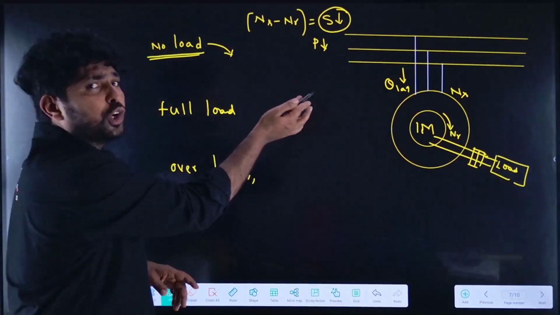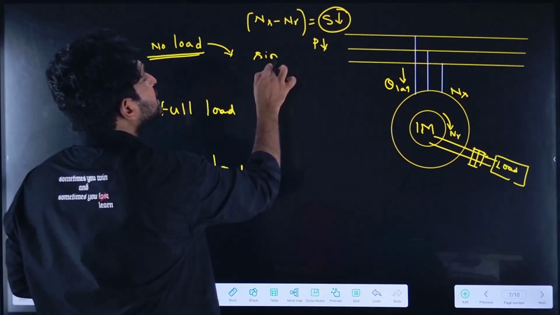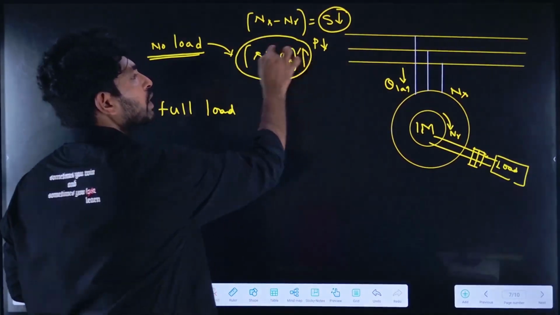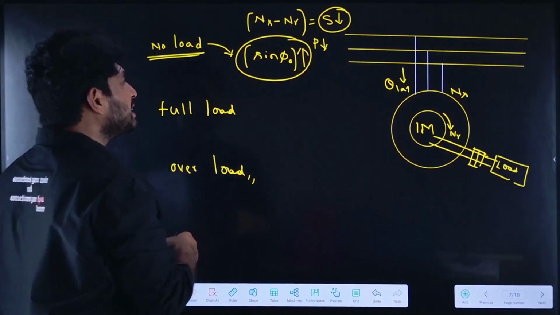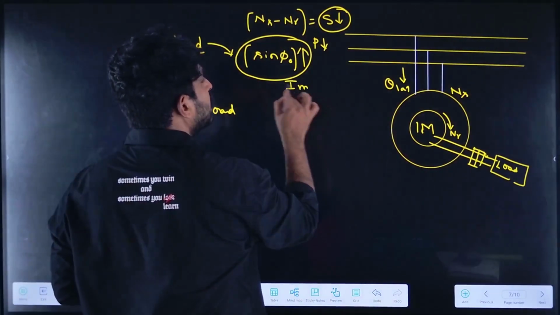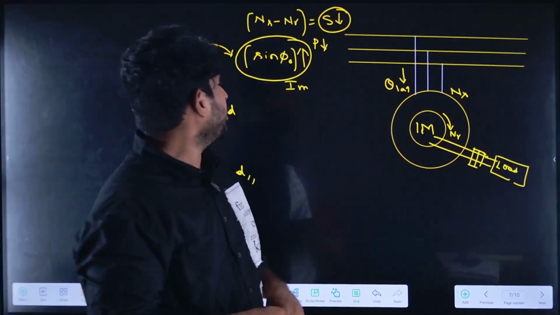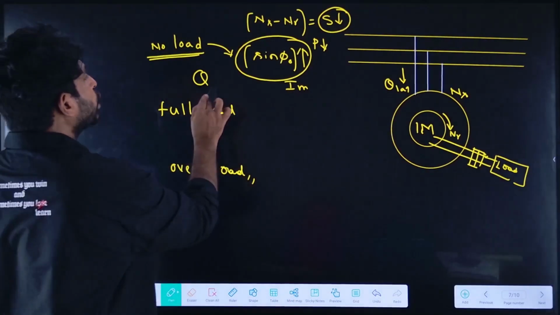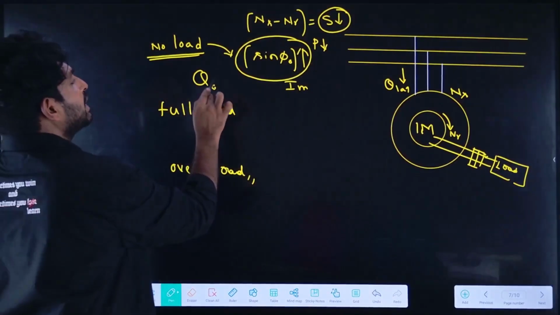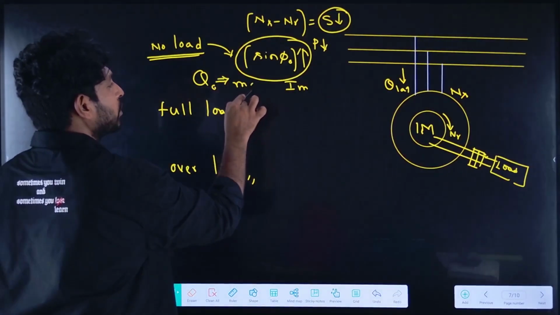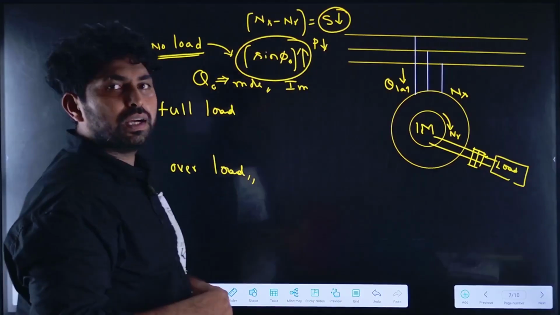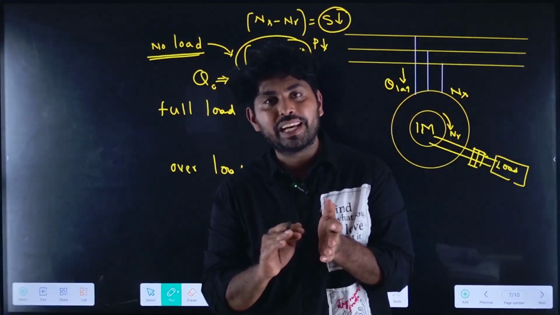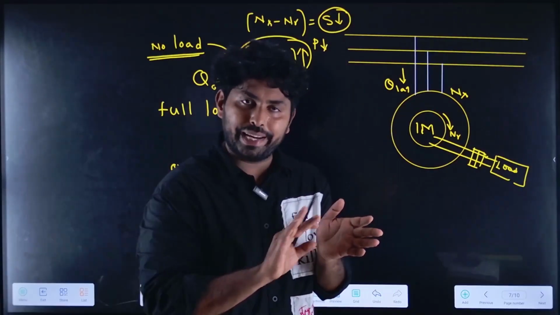If it is operating at a low power factor, what about the sin phi naught? The sin phi naught is more, so it draws more magnetizing current to establish the flux there. So the reactive power requirement is more. Let me call this reactive power Q naught. It is very simple. The reactive power function is to produce the air gap flux.